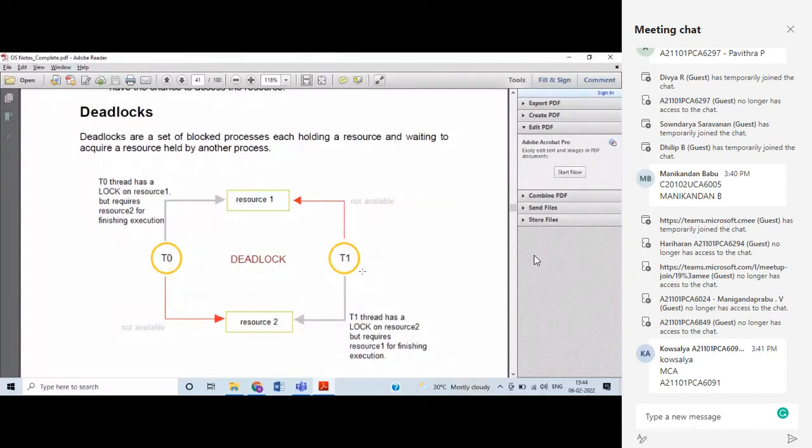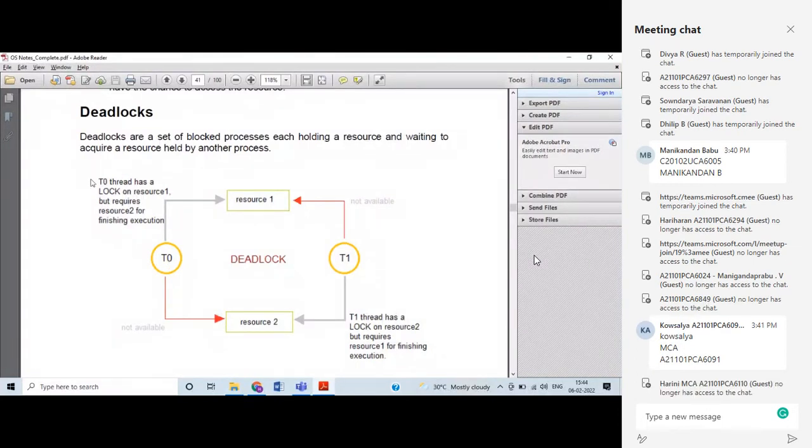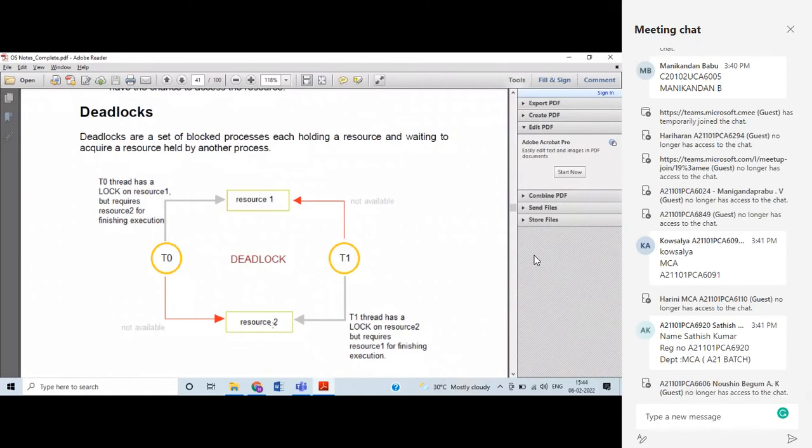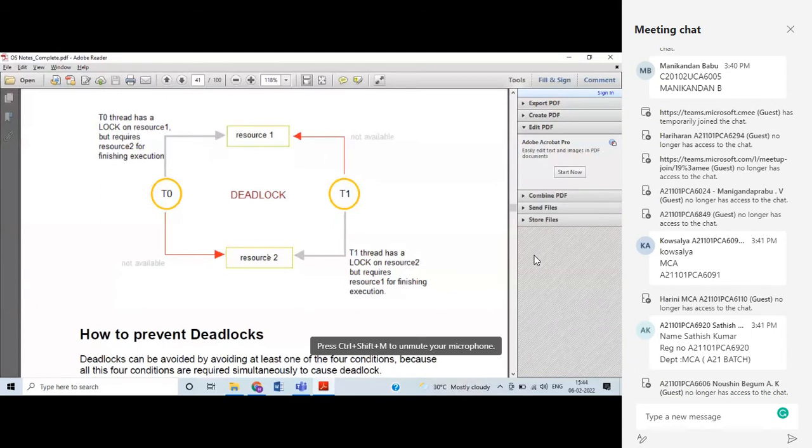So this is thread 0 and this is thread 1. Thread 0 has a lock on resource 1 but requires resource 2 for finishing the execution. It has resource 1 but not resource 2. But T1 has resource 2 but not resource 1. So this is a deadlock situation. Nobody can do anything.